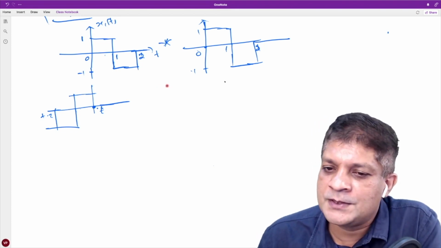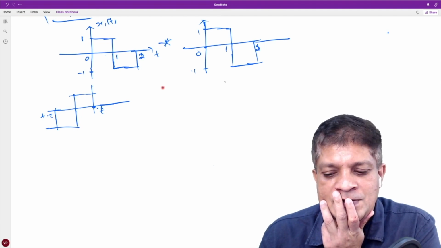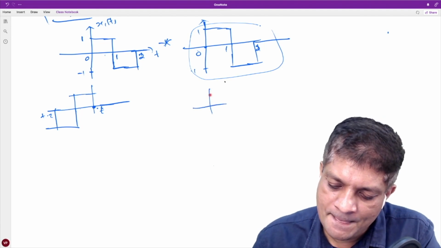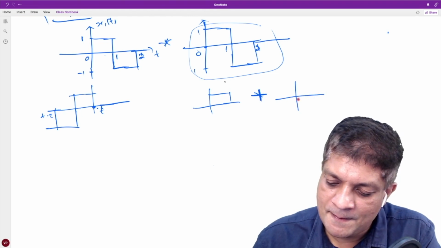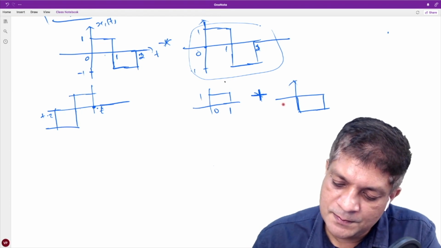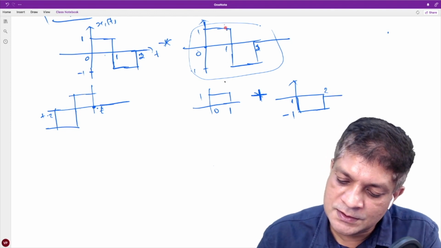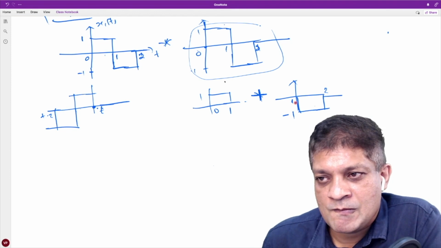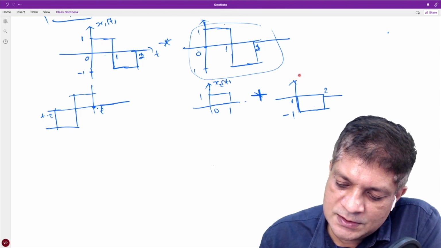Now, can we simplify this convolution using properties of convolution? Can I write this signal as, okay, this is 0, 1, 1 plus 1 minus 1. Is this signal the sum of these two? Let's say this is x2(t) and this is x3(t).